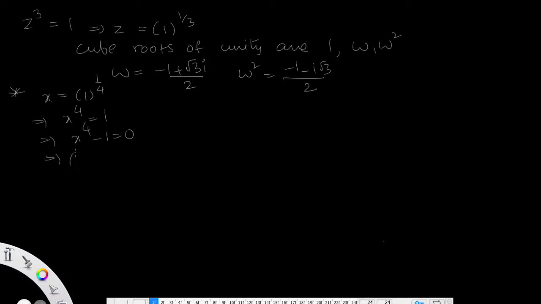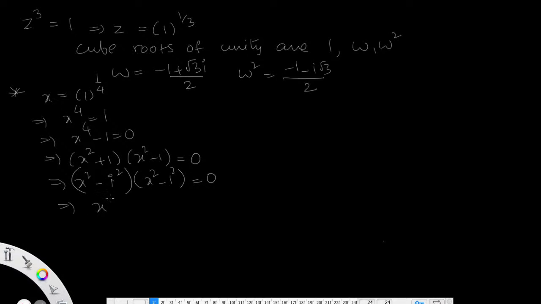So I am factorizing: x square plus 1 into x square minus 1 equal to 0. Then x square minus 1 plus 1 we can write as i square into x square minus 1 square, that equal to 0. That is x square equal to i square, then x equal to plus or minus i, and this is also x equal to plus or minus 1.